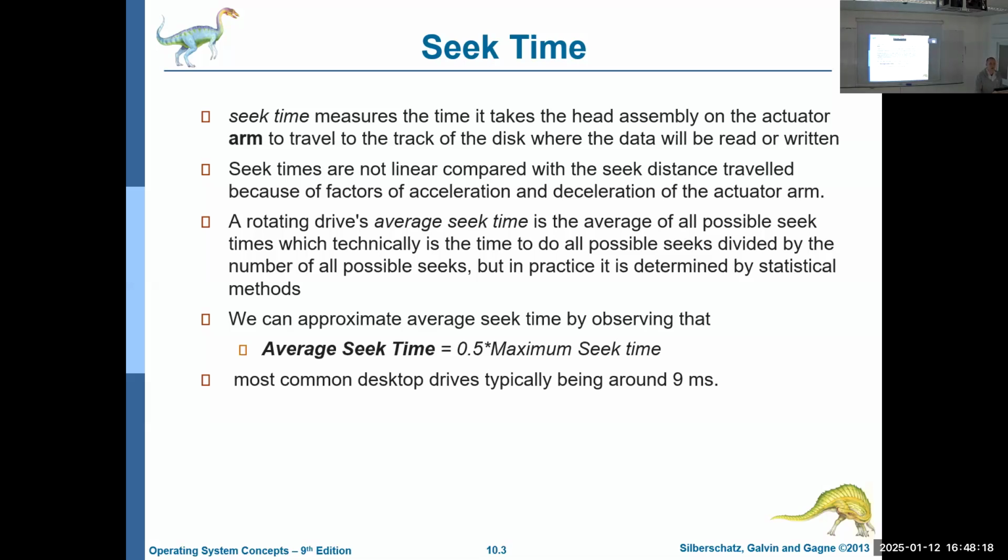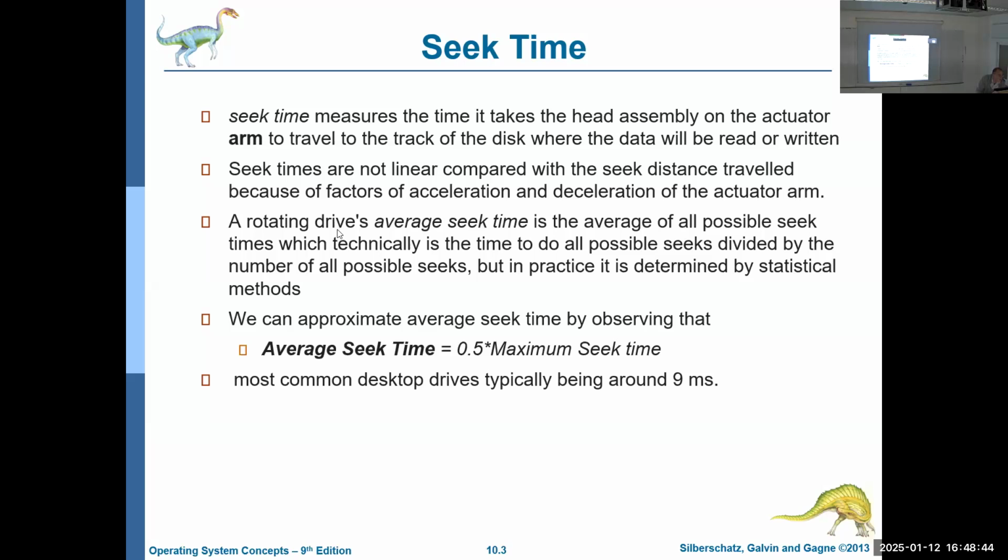In other words, if I have to go a greater distance, proportionally, I'll get there faster than if I go a short distance. There's a certain startup time and slow down time that I always have to pay, like a commission. Once I pay the commission, as much money as I want to transfer, I can transfer. So the seek times are not linear compared to the seek distance.